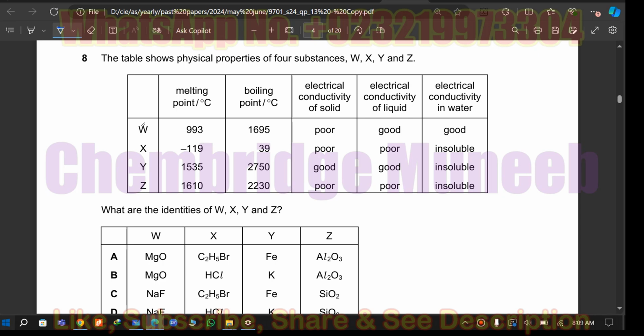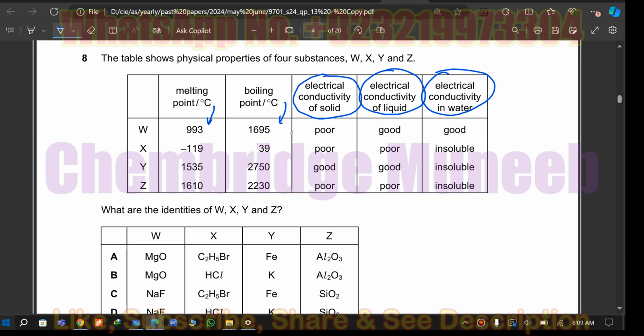Here W has these properties. Its melting point is high, boiling point is high, electrical conductivity. If you can't remember these values, then you can basically select the compound on the basis of these three columns. These will be sufficient to approach the right answer. So let's see about the W.